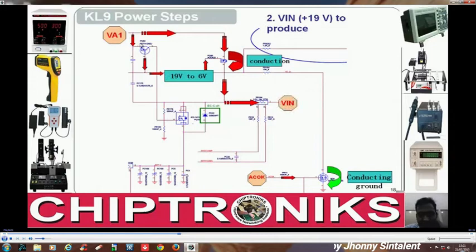There is a resistance, so this 19 volt will fall down to 6 volt, and the 6 volt is present at the gate. Now you notice over here, this is a P channel MOSFET, right? For a P channel MOSFET to operate, we know VGS has to be negative. So the voltage at the gate is 6 volt and the voltage at the source is 19 volt.